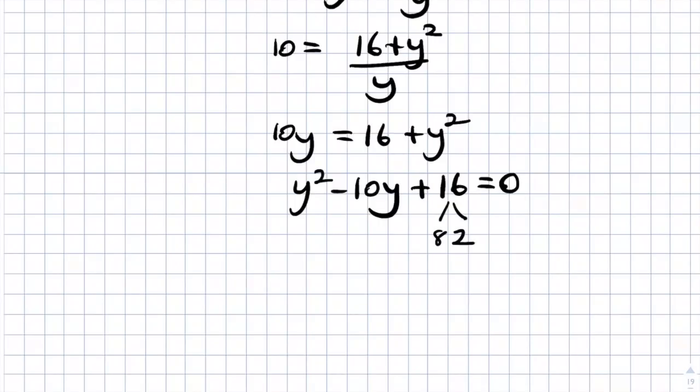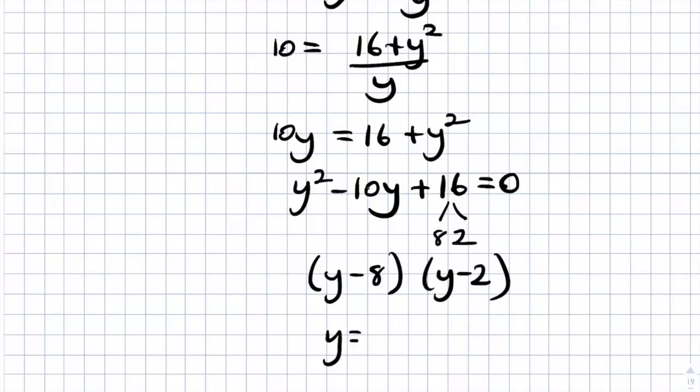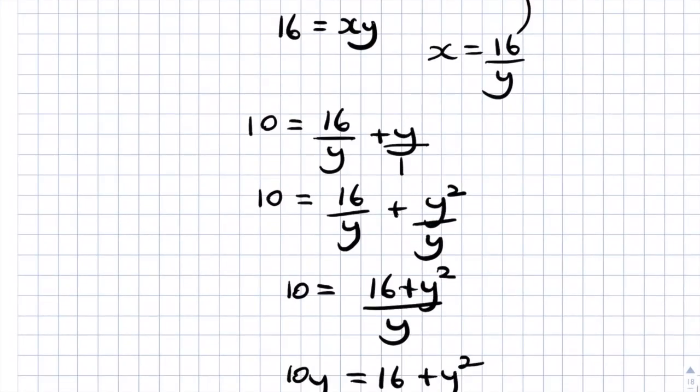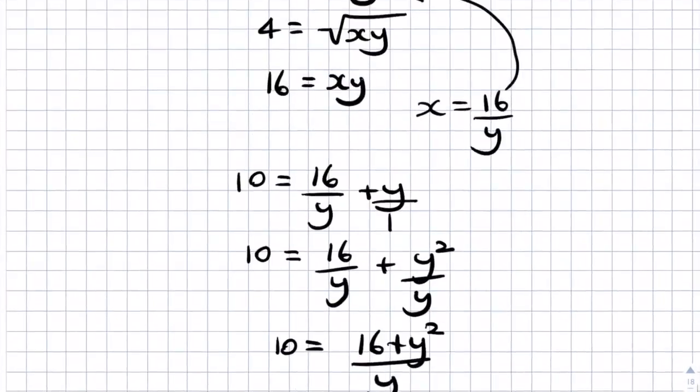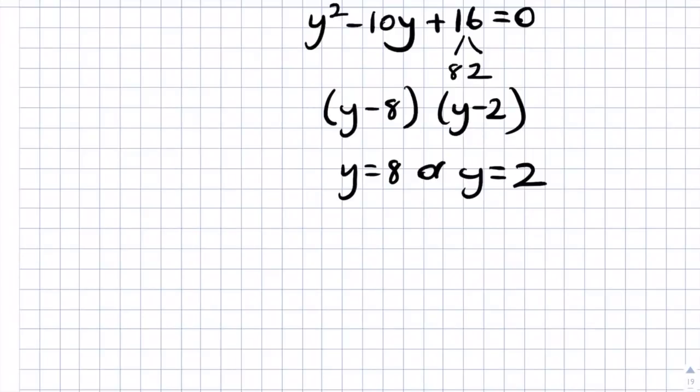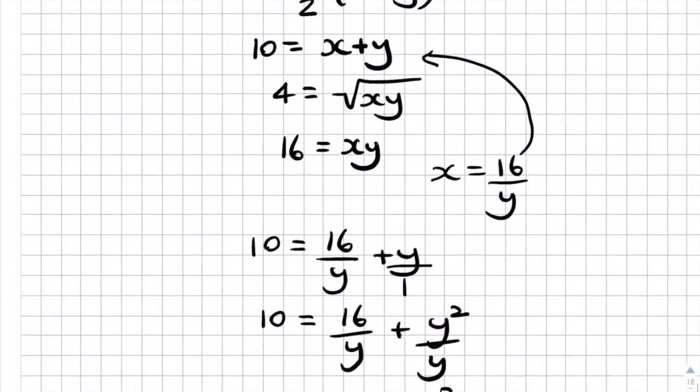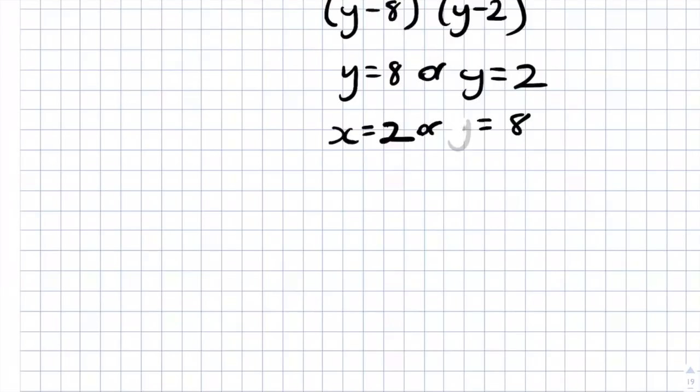So two factors are going to be 8 and 2. So we make y minus 8 and y minus 2, so y equals 8 and y equals 2. And then all we have to do is substitute those y values into the equation x equals 16 over y. So x is going to equal 2 when we substitute 8. And y is going to equal 8 when we substitute 2 in, so x is going to equal 8.